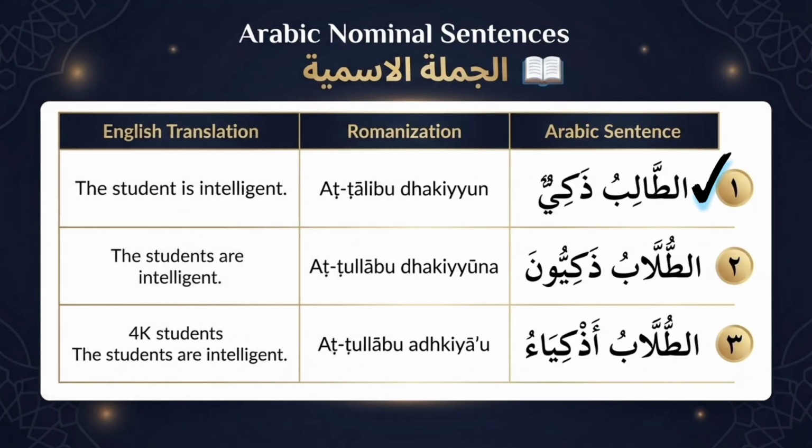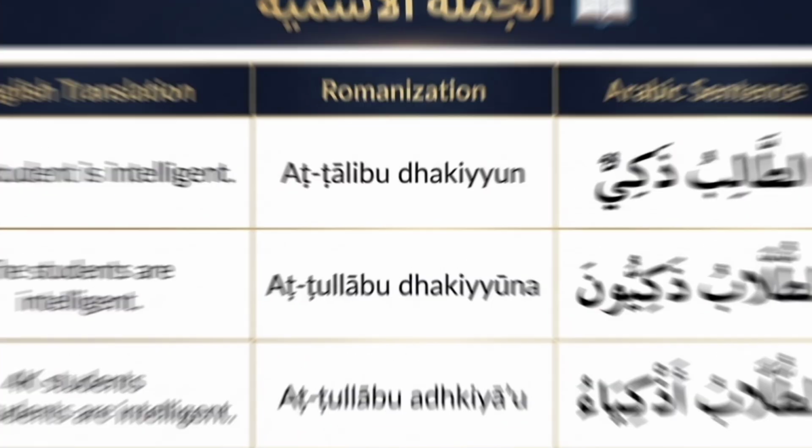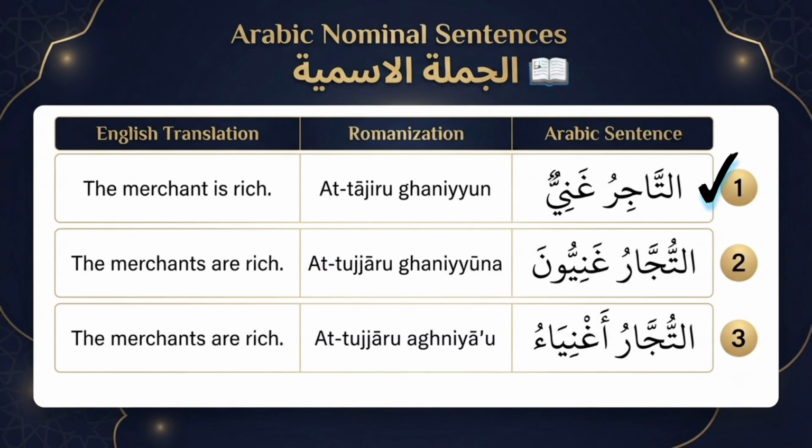الطالب ذكي. The student is intelligent. الطلاب ذكيون. The students are intelligent. الطلاب أذكياء. The students are intelligent. التاجر غني. The merchant is rich. التجار غنيون. The merchants are rich. التجار أغنياء. The merchants are rich.